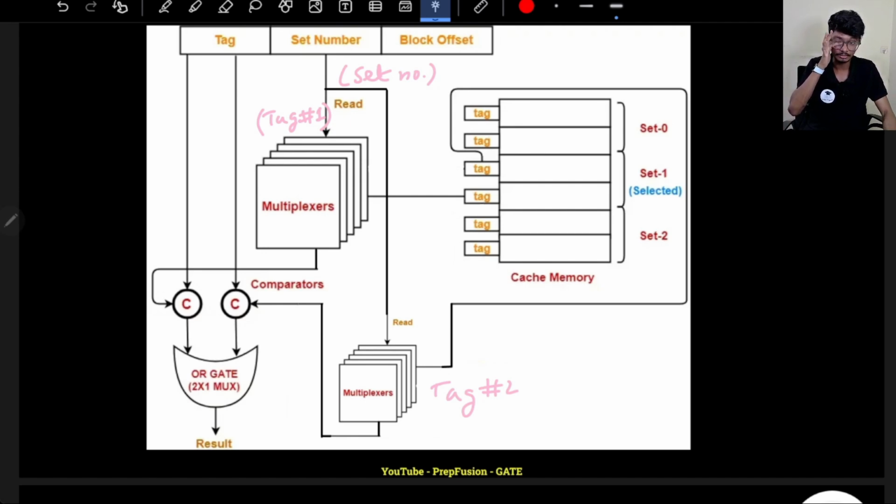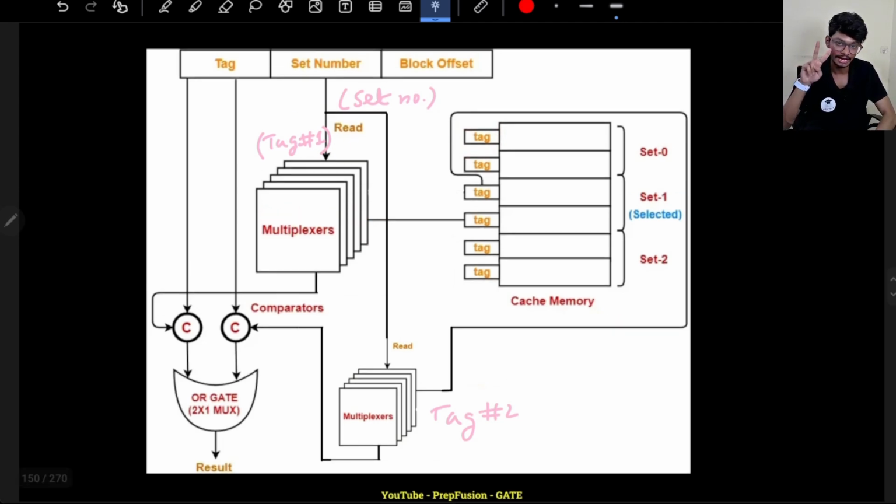Like here, how many muxes will we require? Everything will be doubled. So muxes, previously I only required a single one, but as it's a two-way set associativity, I will need two muxes. Each will give me a single-bit output, right? So what is the size of my tags? It will be multiplied by that. That many muxes I will require.